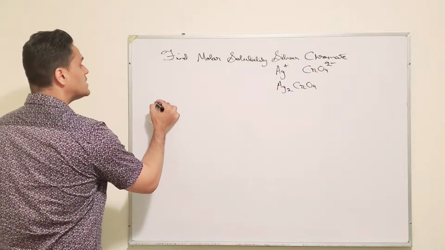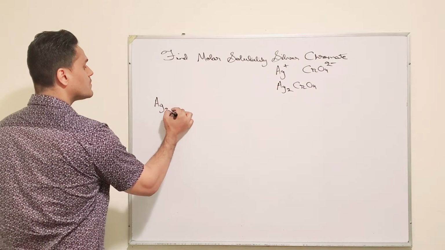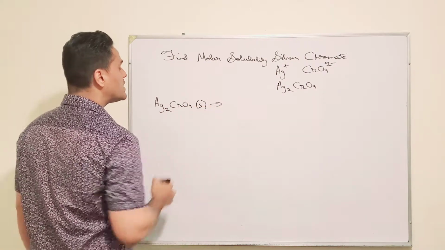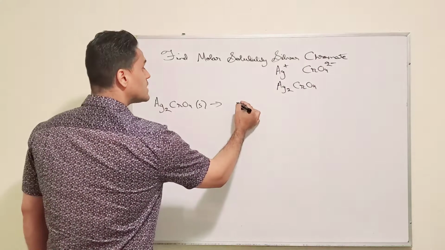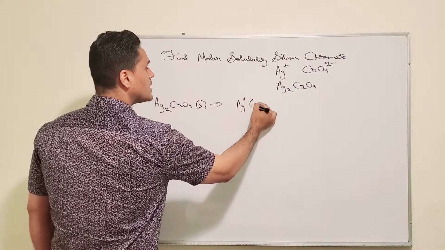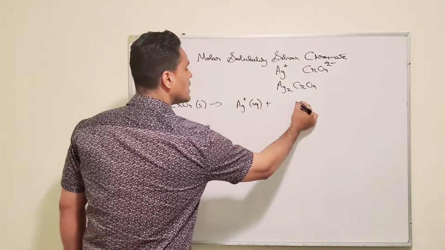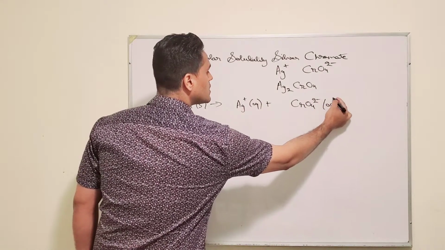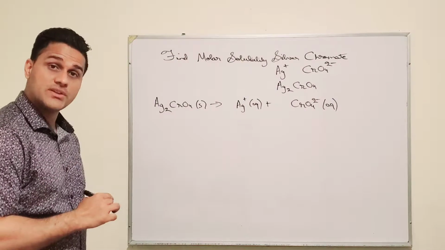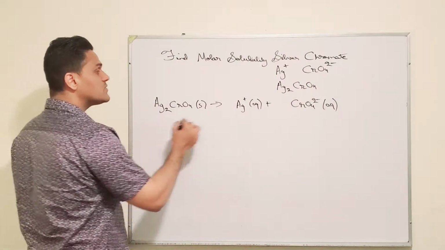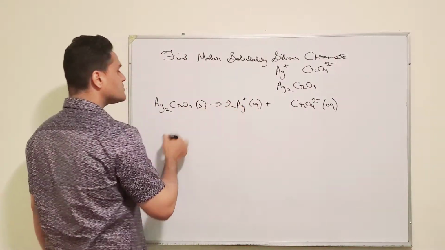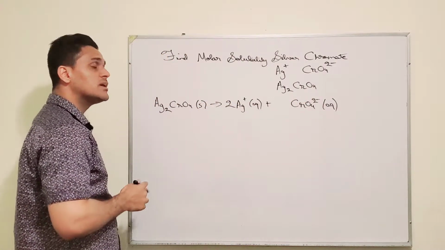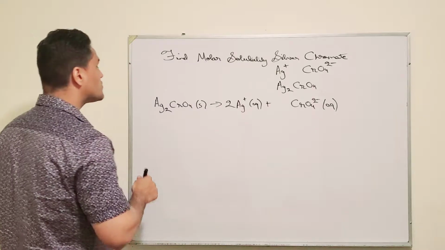So we write Ag2CrO4 solid, and we break it up into its ions. So we get Ag plus aqueous plus CrO4 2 minus aqueous. But now we need to make sure that the equation is balanced. I have two Ags, so we need to put 2 over there. CrO4 is 1, and we have just one CrO4 2 minus. So good, the equation is balanced.